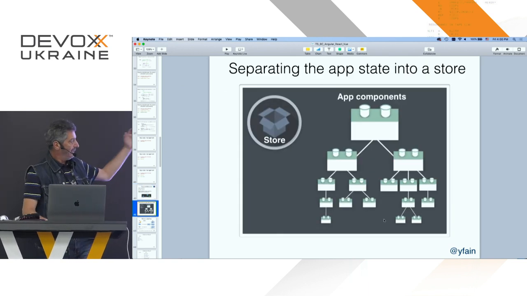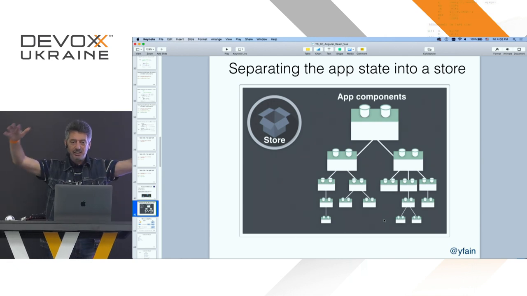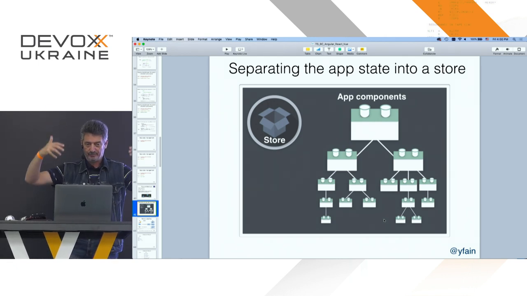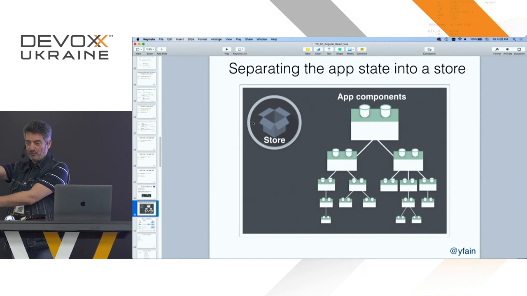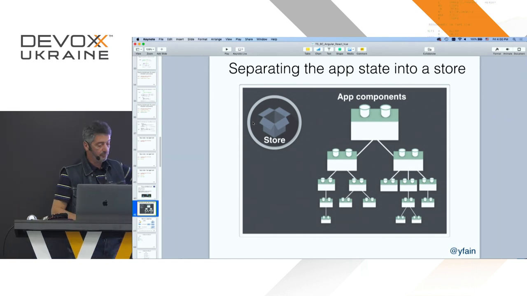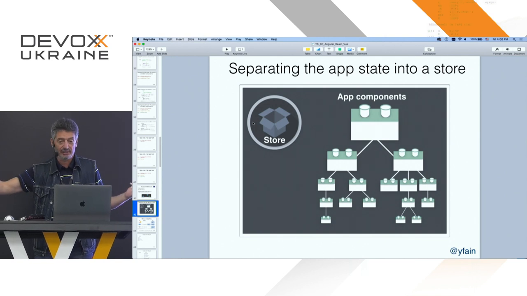And any app is a bunch of components, like a tree of components, grandparent, child, grandchild, and so on. They may have some input and output properties and so on, but this state is moved away from that tree. So any of these components would go and ask the store, tell me how many messages I have, and so on.